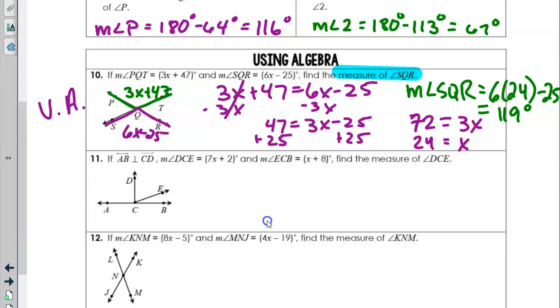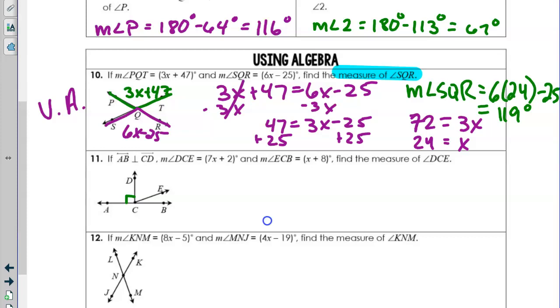If AB is perpendicular to CD, what can I mark or what do I know? It doesn't necessarily bisect. It can; that would be a perpendicular bisector. But this one isn't a bisector. The whole line equals 180, but what is this angle right here? 90. Yeah, right angle.